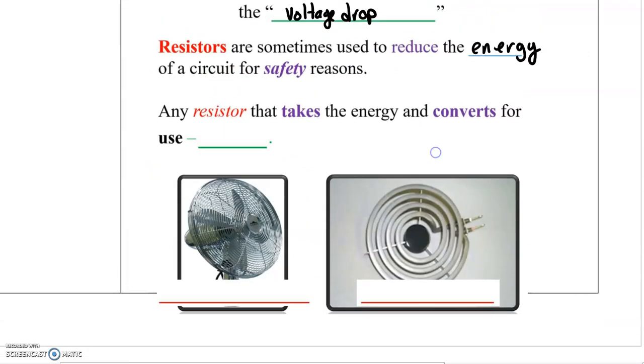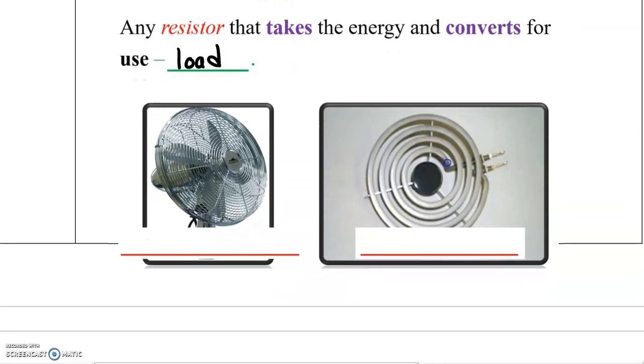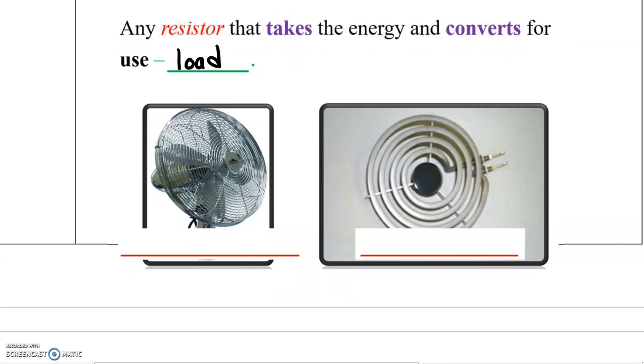Any resistor that takes the energy and converts it for actual use is called a load. An example, like I've been saying a lot, is a light bulb. Sometimes the load is going to be a fan. This is called mechanical energy. And sometimes it converts it into heat. This is called thermal energy.